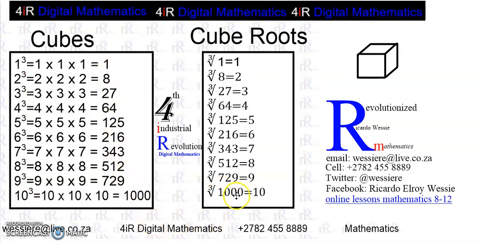The cube root of 1000 is 10. The cube root of 343 is 7. So the cubes that need to be known is 1 to 10, and the cube roots, because this in grade 10 goes over to the difference of cubes and the sum of cubes. If the learner knows the numbers, they will identify them quickly as cubes.